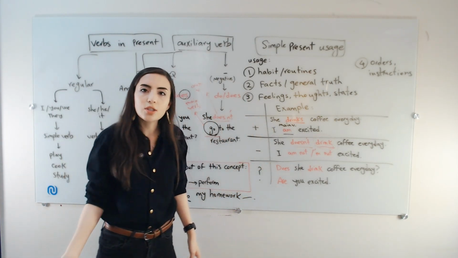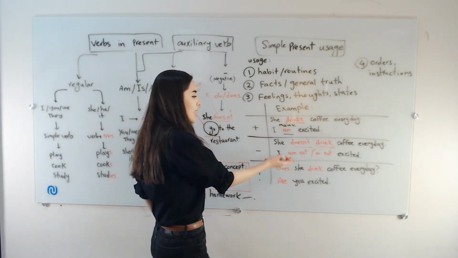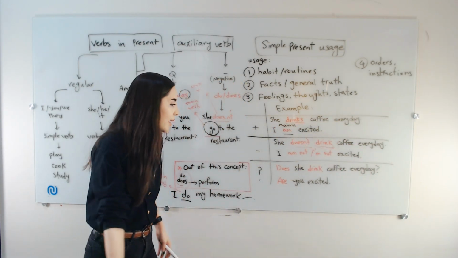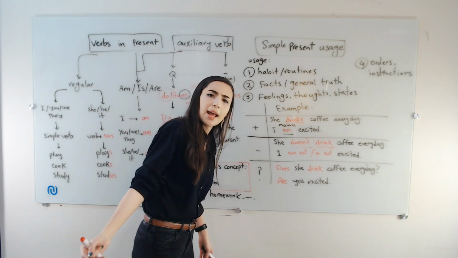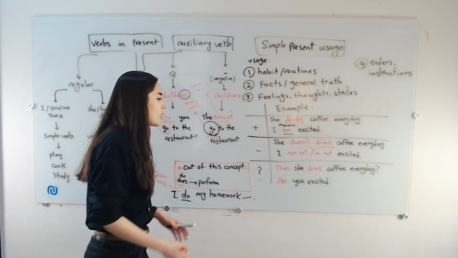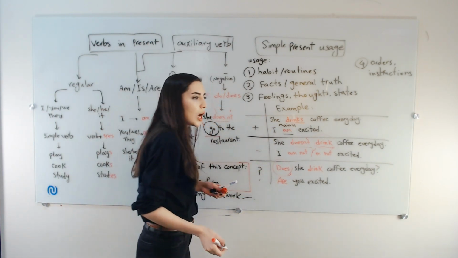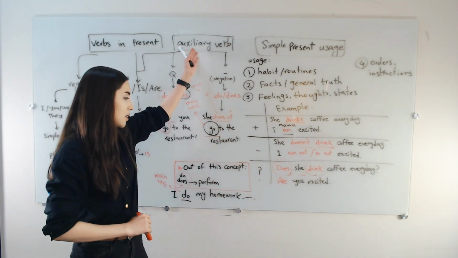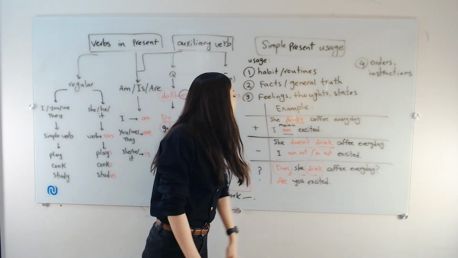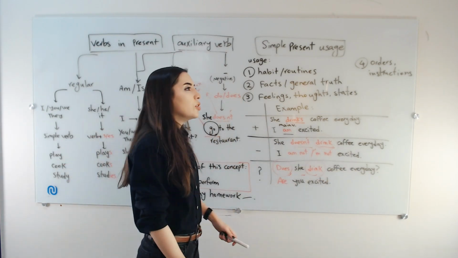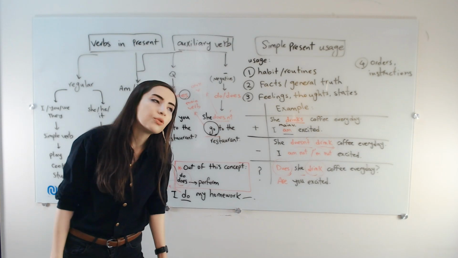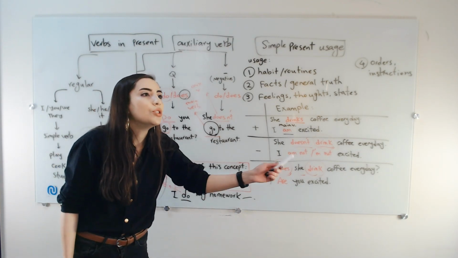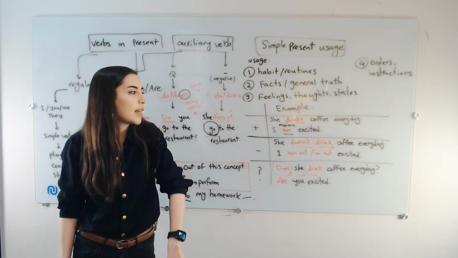For making a question, let's make a question with these. For example, for the first one, she drinks coffee every day. Does she drink coffee every day? Does she drink coffee? We are using the auxiliary verb does for she, and the verb is simple. To make a question, the auxiliary verb. Does she drink coffee? How about I? Do I drink coffee every day? Or for example, they. Do they drink coffee every day?